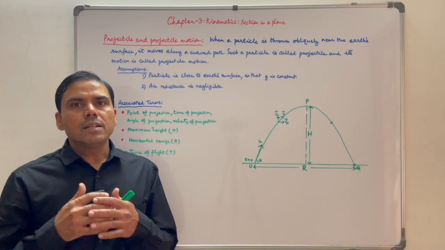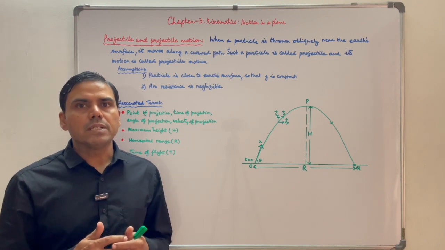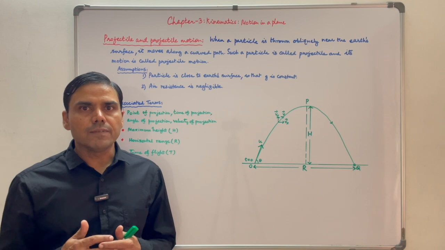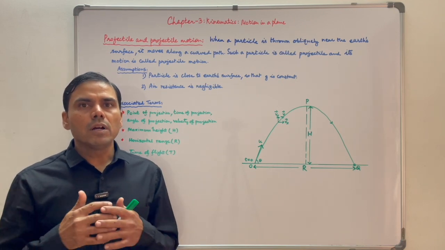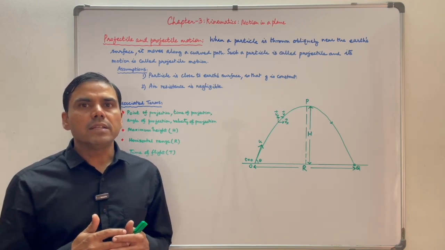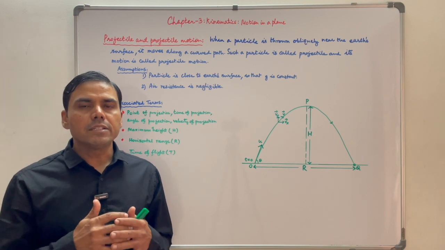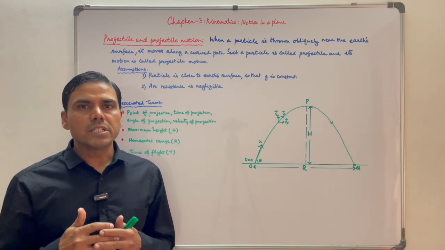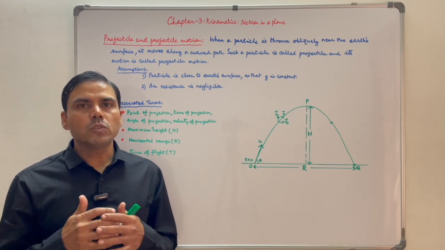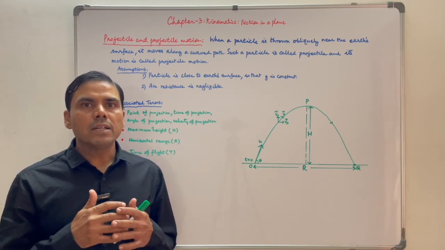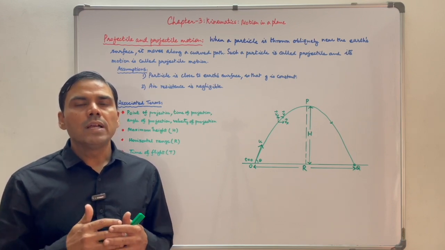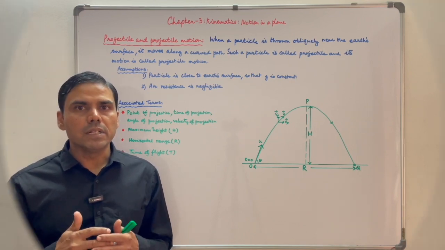Now let us understand projectile and projectile motion. Suppose a particle is thrown obliquely near the Earth's surface. Then it travels along a curved path. Such a particle is called a projectile and its motion is called projectile motion. There are two assumptions here. One, it is close to the Earth's surface, so that acceleration due to gravity is constant. And two, air resistance is negligible.